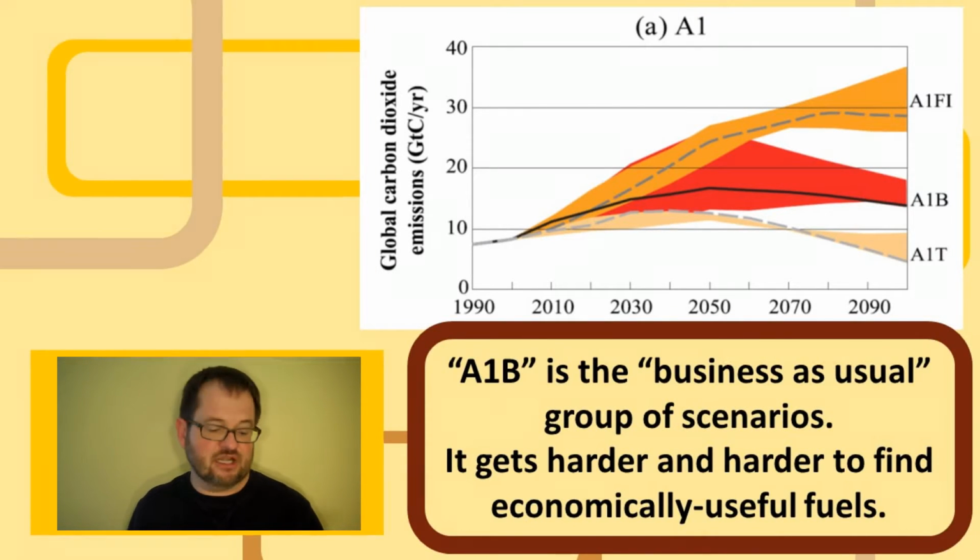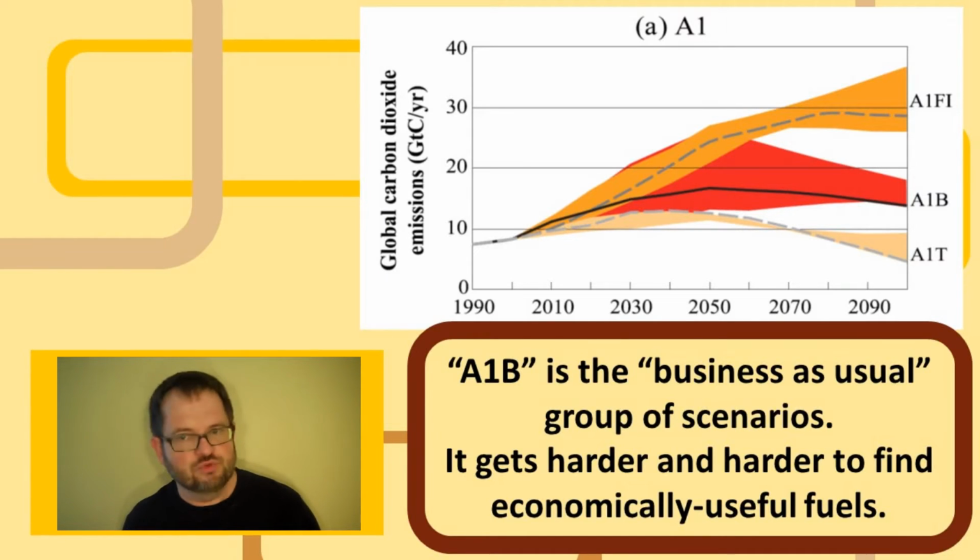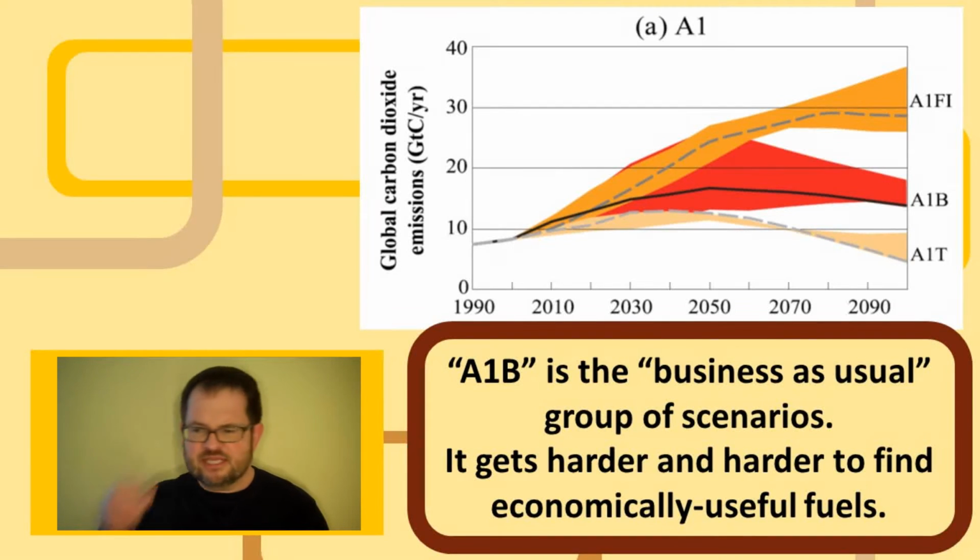You can see that there's a set of scenarios labeled A1B. A1B is the set of scenarios sometimes referred to as the business as usual scenarios. These assume that there's such a thing as peak oil and peak coal and so on, where after a while it's just not economical to find any more. Coal is too expensive.